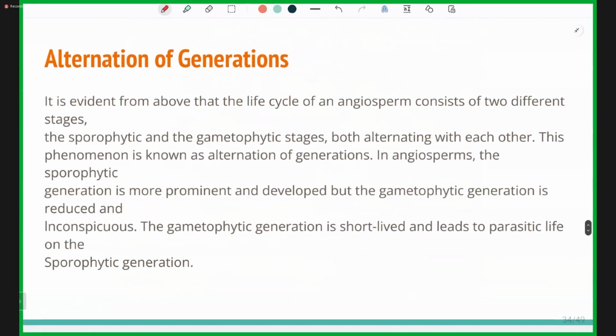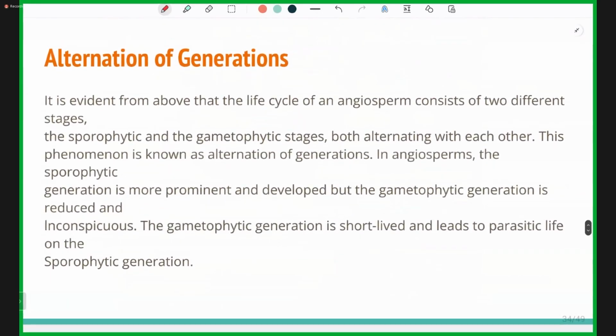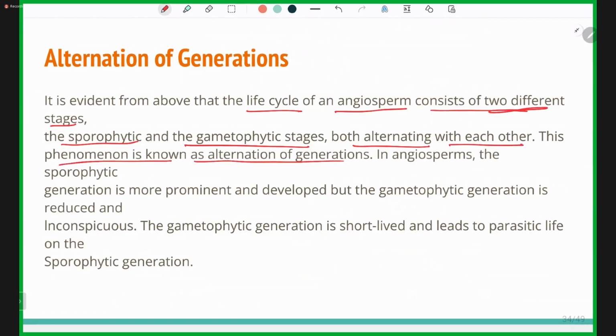Now, alternation of generation. We have seen how the sporophytic plant gives rise to the gametophytic plant, and then the gametophytes fuse, and again the sporophytic plant is brought back. It is evident from the above life cycle that the angiosperm consists of two different stages, the sporophytic and the gametophytic stage, both alternating with each other. This phenomenon is known as alternation of generation.